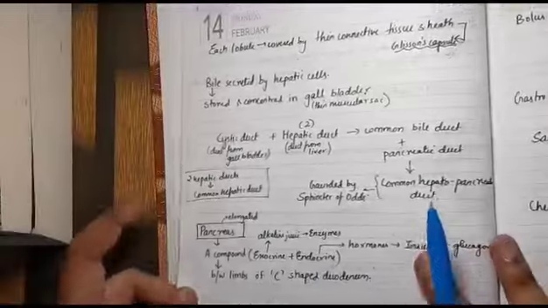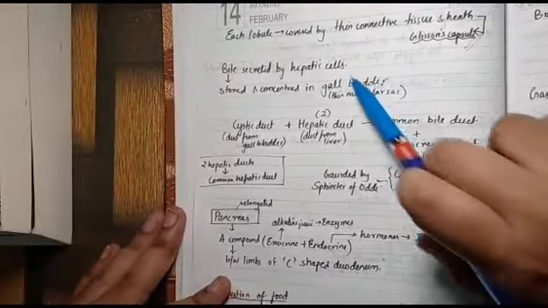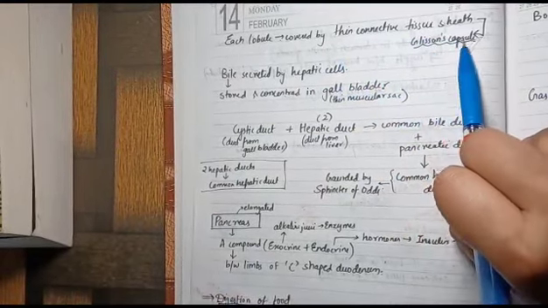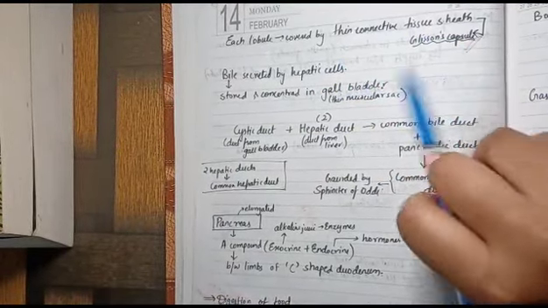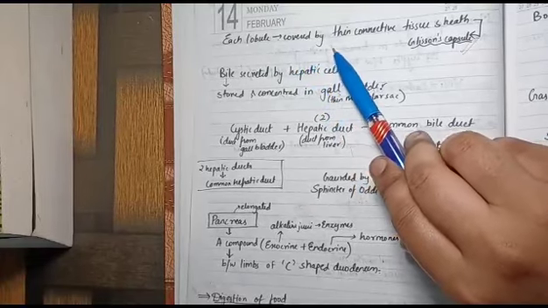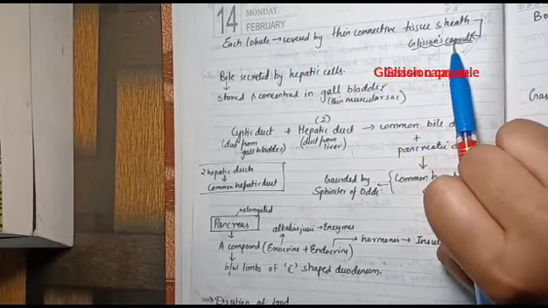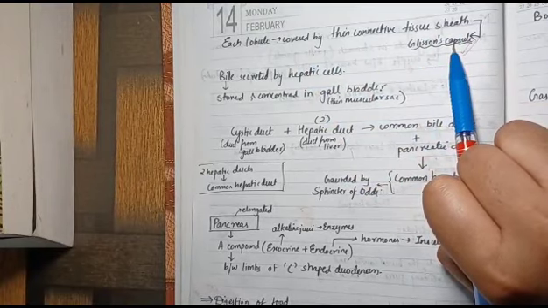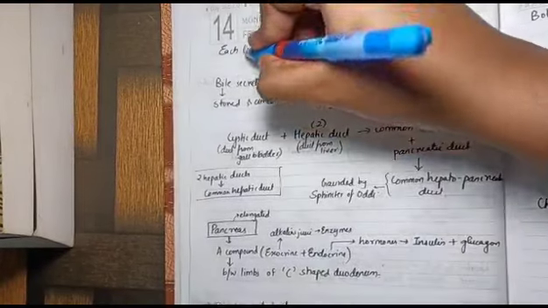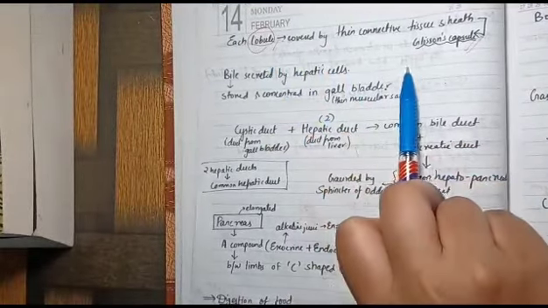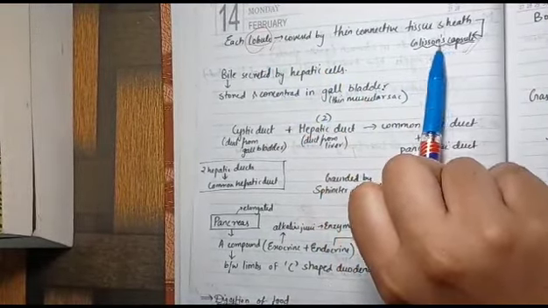Now next, each lobule has a thin connective tissue sheath covering, that is called the Glisson's capsule. Many times asked question. Each lobule is covered by a thin connective tissue sheath called Glisson's capsule. Don't forget, it's the Glisson's capsule. Each lobule is covered, right? Don't forget, it's the lobule. Each lobule is covered by Glisson's capsule.